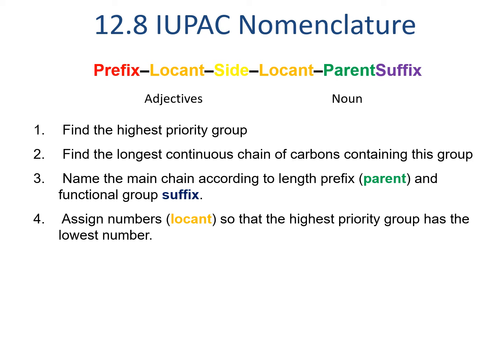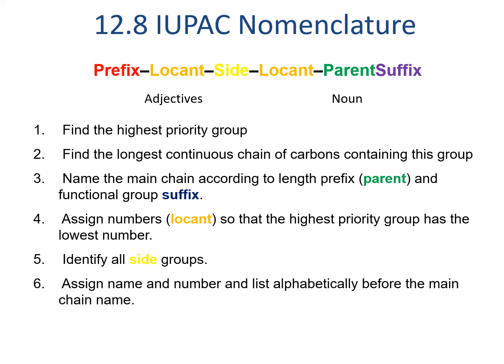At this point, the remaining steps are just to identify the side groups and figure out which numbers go with each, and then list them alphabetically, not considering the prefixes di or tri. And finally, we give special descriptors like cis or trans at the very beginning of the name. This is the pattern that encompasses all the naming that we've done so far, and it will also extend to everything that we do for naming in the first half of the class, at least the systematic naming.